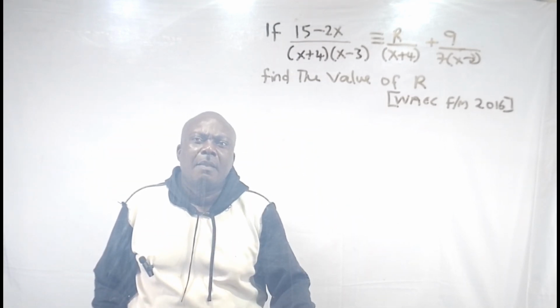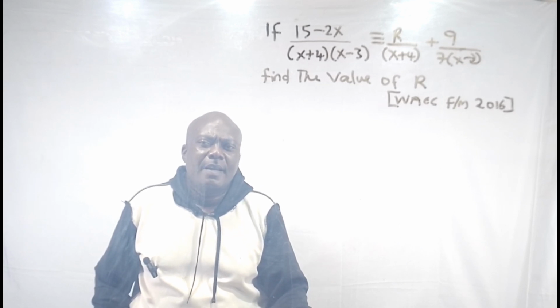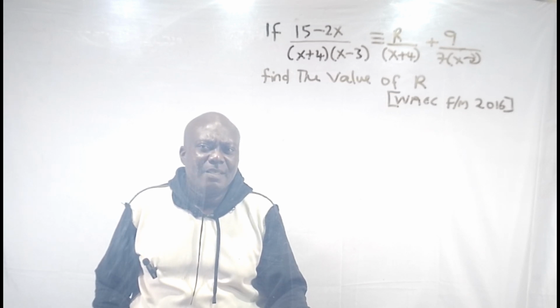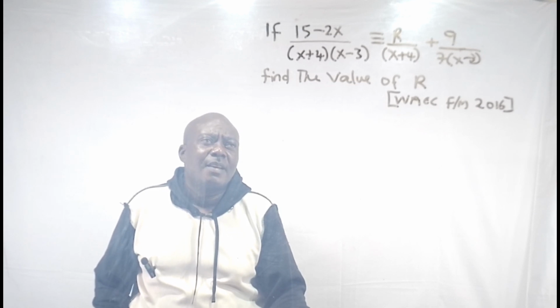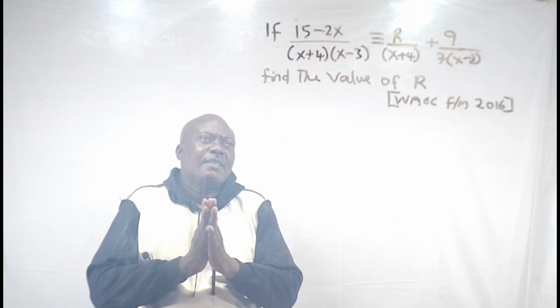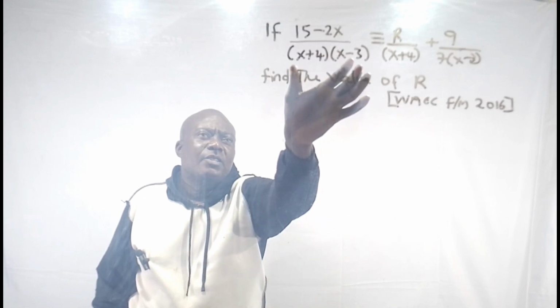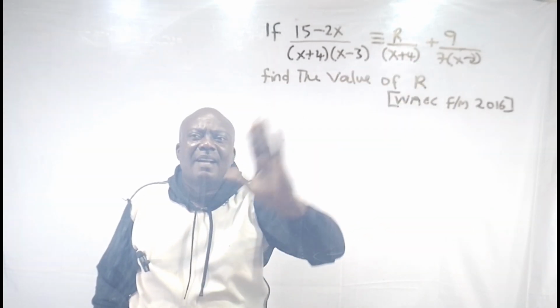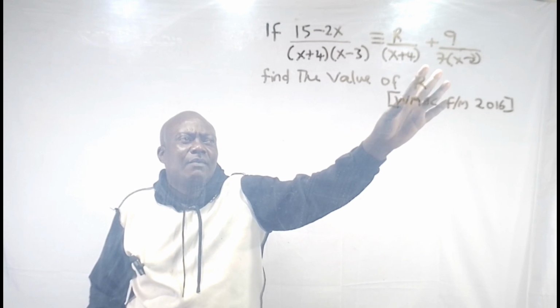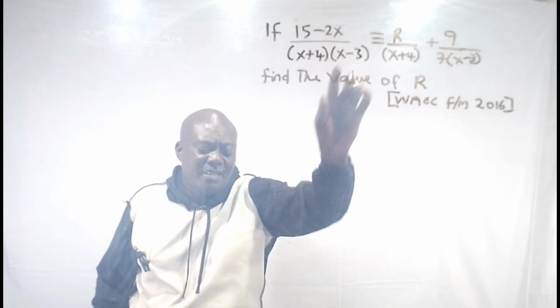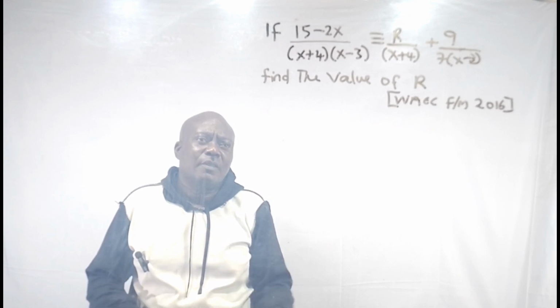If (15 minus 2x) over (x plus 4)(x minus 1) is congruent to r over (x plus 4) plus 9 over 7(x minus 3). Find the value of r. In fact, our work is easier here. What you do, you just break this one into its own partial fraction and find r. That's all. You don't care what the value of the other is. Just find your r. That means we're going to do a halfway work.